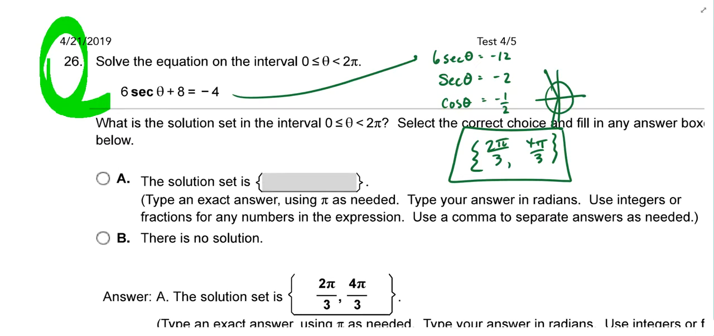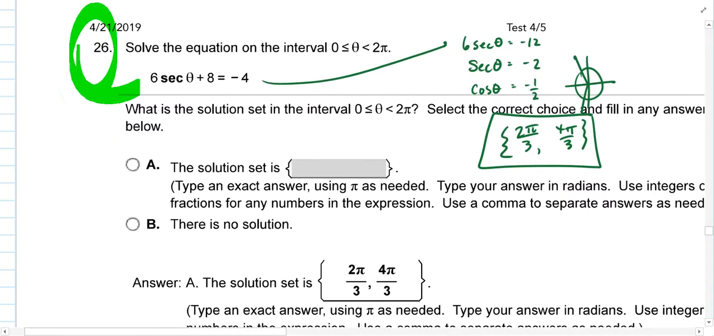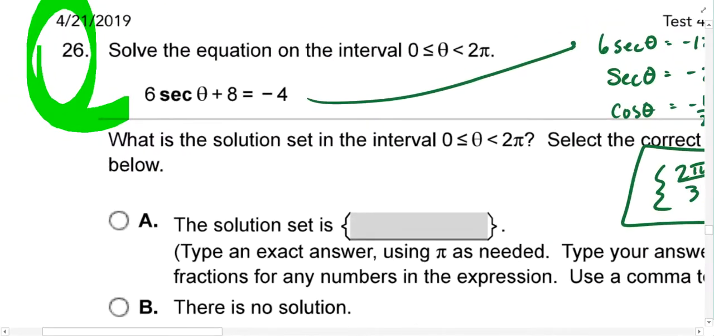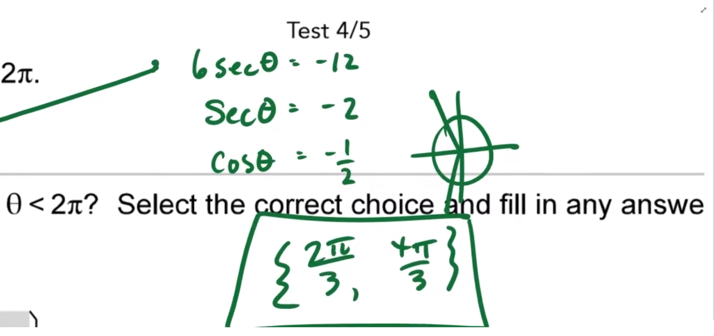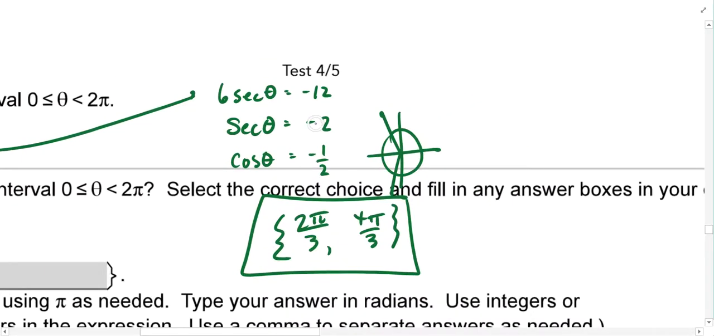I'm stopping on 26 here because it involves one of our reciprocal functions, secant. Now, if we use the algebra to isolate secant, we end up seeing that secant theta has to equal -2. And that in and of itself is kind of a difficult expression for some students to solve. We're not that familiar with our reciprocal trig rules. So what might make it easier is reciprocating it.